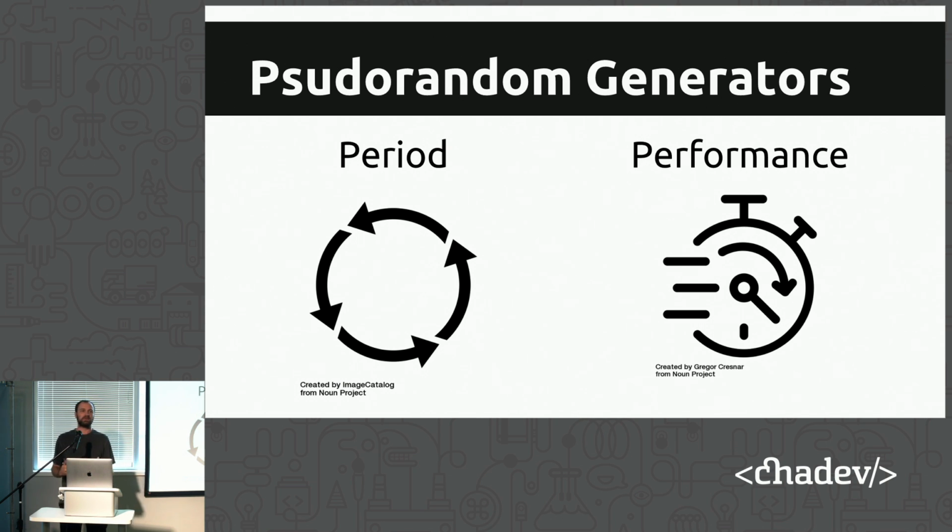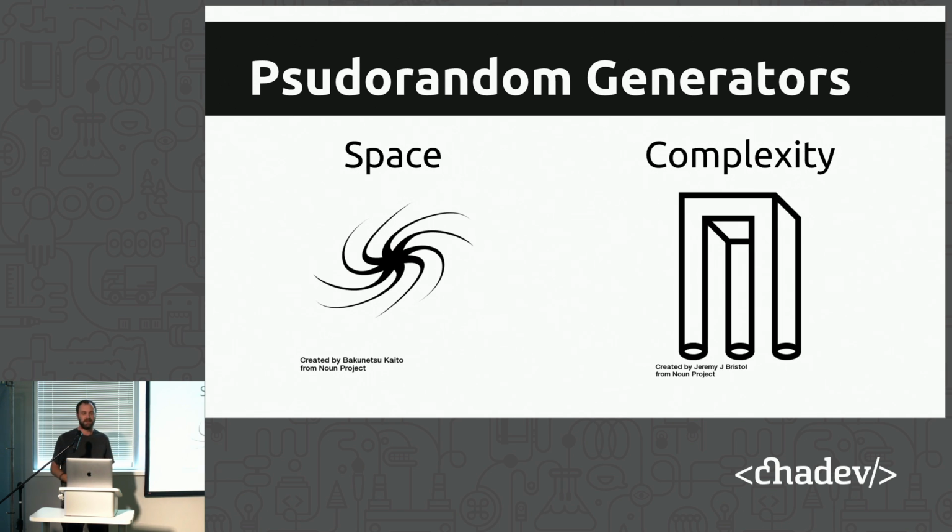We also care about performance. We don't want a random number tomorrow. We want it now. We want it yesterday. We want it as fast as possible, and lots of them. We care about how much space that random number generator takes up. It may take a lot of memory to generate a random number. We don't want that. We want a small amount of memory. And we want it to be simple. We don't want some massively complex thing. We want it to be nice and simple to implement.